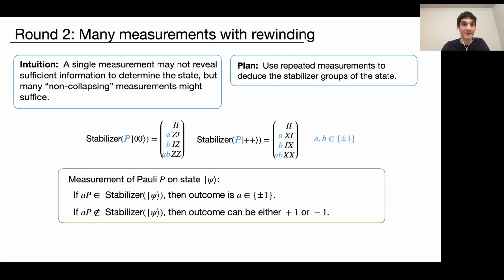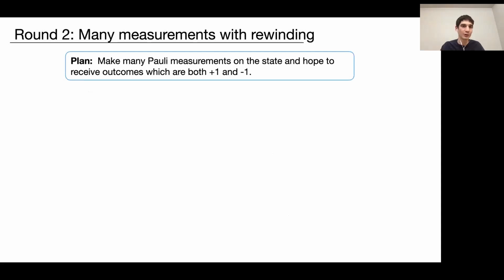So how do we circumvent the classical device from doing something undesirable like this? Well, I think you can maybe see what our goal should be, right? We're going to make a lot of Pauli measurements on our state, and we're going to hope that at some point the classical device is forced to return both a +1 and a -1 for a particular Pauli element. Because as we just saw, if it returns a +1 and a -1, then that Pauli element could not have been in our stabilizer group. So if we've deduced that some Pauli element is not in our stabilizer group, we've made progress.